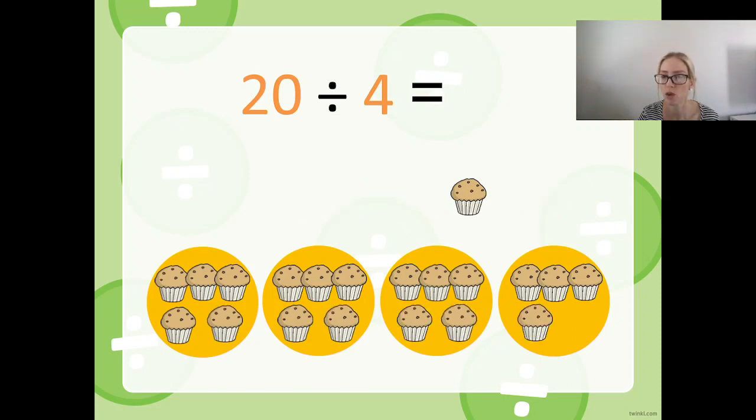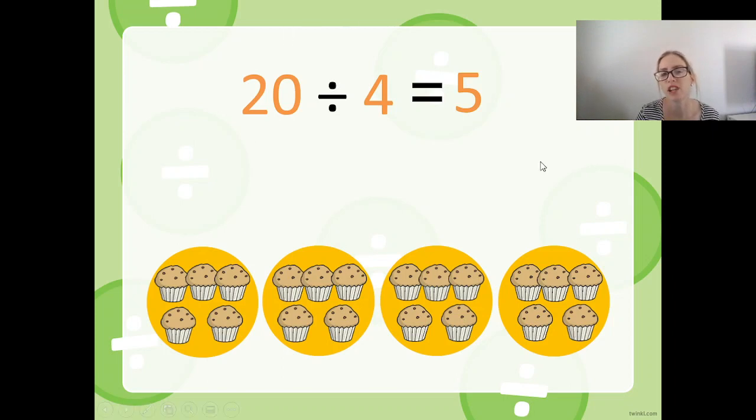But you need to make sure that each group is equal at the end. So I'm going to check my groups now. I have 5, 5, 5, 5. Perfect. Very good. So I have 20 cupcakes altogether. I know that I had 20 to start with. I'm sharing them between 4. So 20 divided by 4 is how many each? 5. Well done.